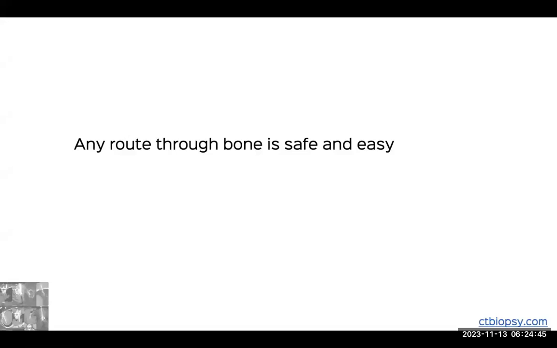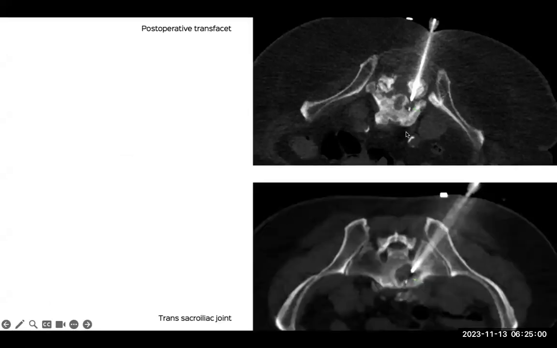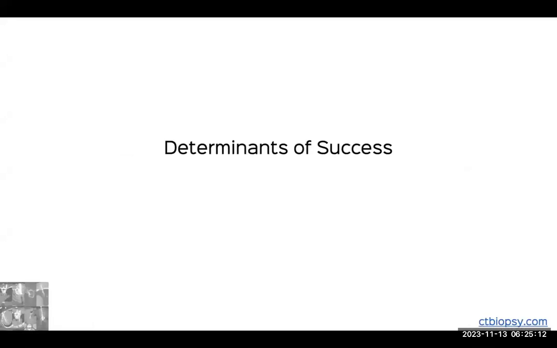So remember that any route through bone is safe and easy. So here I've gone through the facet in this post-operative patient with suspected post-operative infection. And that's safe because, again, nothing comes in the way and it's easy to penetrate and get into. And this patient who had an osteolytic lesion in the middle of the S1 vertebra, I just used a sacroiliac route, and that's fine as well.